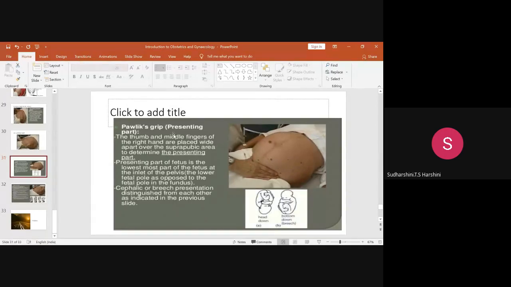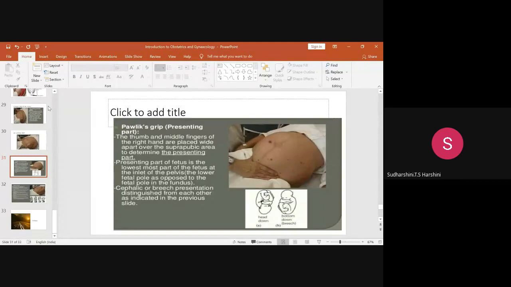So the main thing is, the Pawlick grip, or the first pelvic grip, you're determining which part of the fetus is occupying the lower pole. That is the presenting part. Cephalic or the breech presentation distinguished from each other. You can understand that. So this is the Pawlick grip or the first pelvic grip. See the hands, the fingers, how it is placed. So this one also, you're standing on the right of the patient and you're facing the patient.